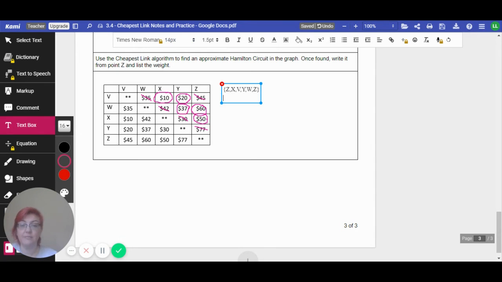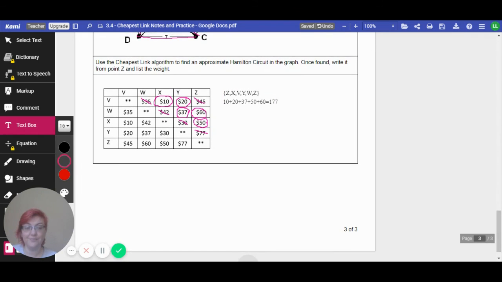I've got my circuit. So now I'm going to add them up. 10 plus 20 plus 37 plus 50 plus 60. And on my calculator, I'll just add those up. 177 is the total weight of that circuit.